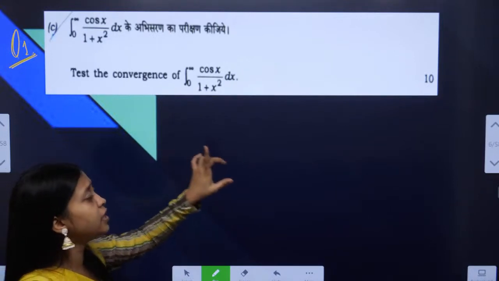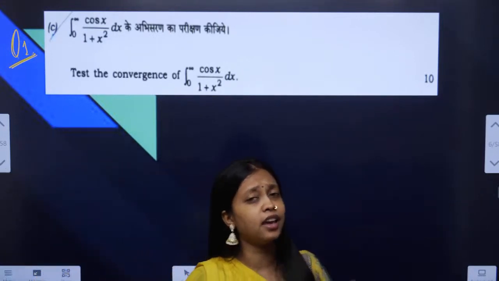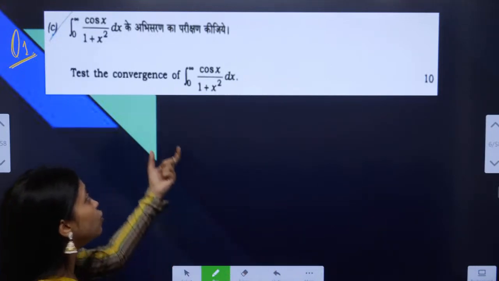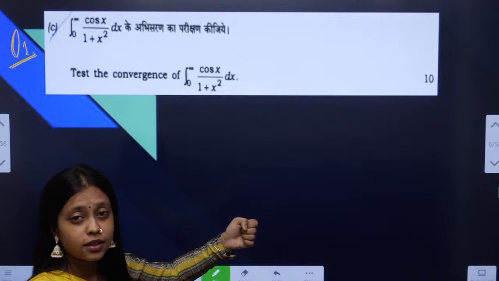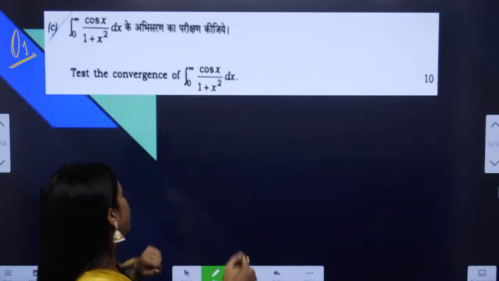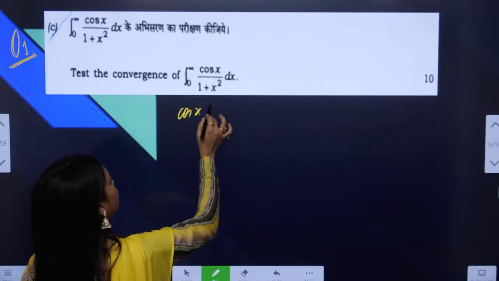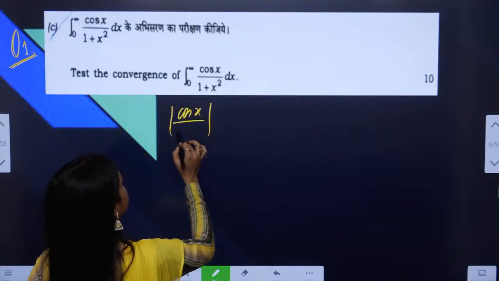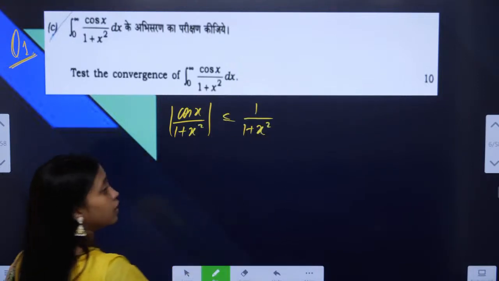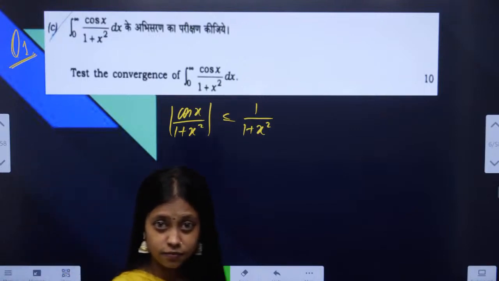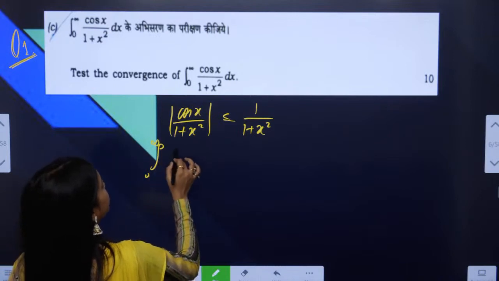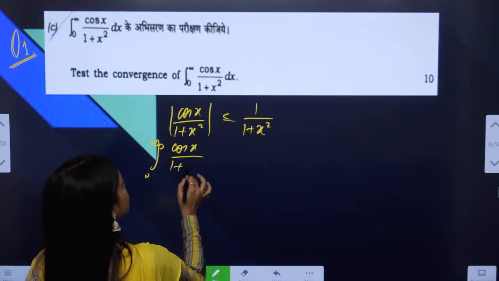Over here there is a simple test where whenever you see sin x, cos x, they are very easy. Why? Because you know the upper limit of the modulus, right? Modulus of cos x is less than or equal to 1. Then you write modulus of cos x upon 1 plus x square is less than or equal to 1 upon 1 plus x square. Limit comparison test. They are asking about 0 to infinity cos x upon 1 plus x square dx.